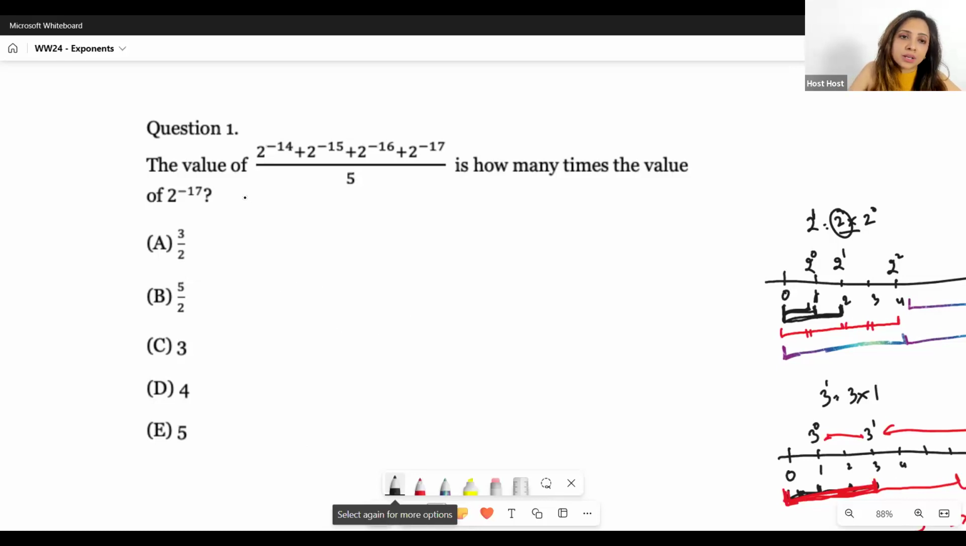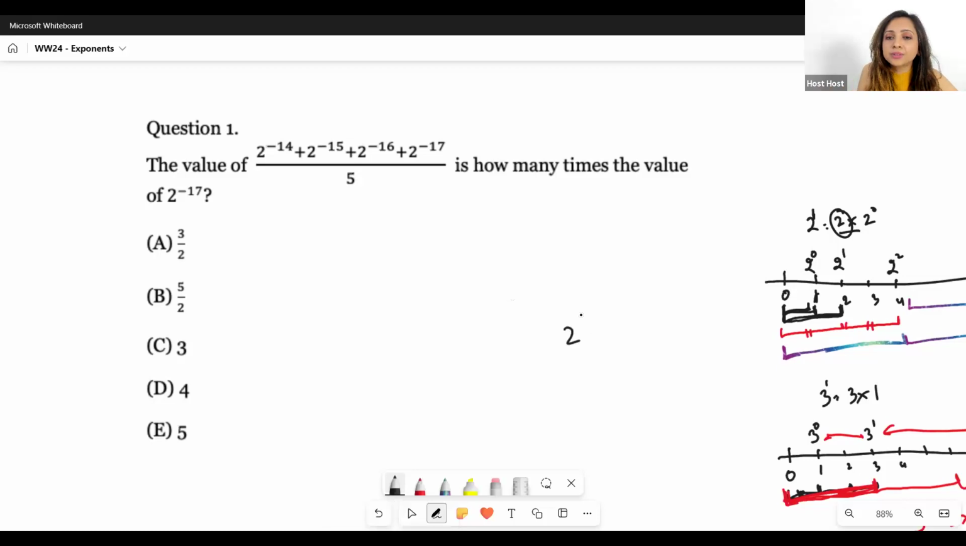Right. Let's do it together now. There is this one big expression, and the question is how many times the value of this. When terms with exponents are added or subtracted, we've discussed this in the module also, there is only one thing we can do. And what is that? We can take things common, right?